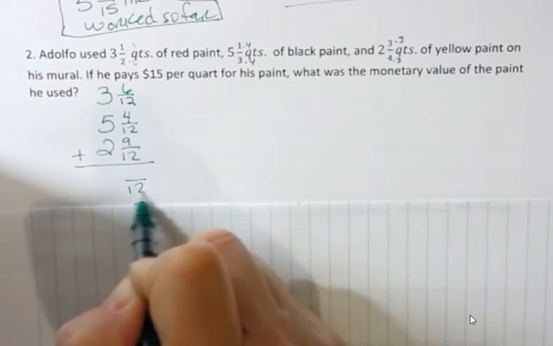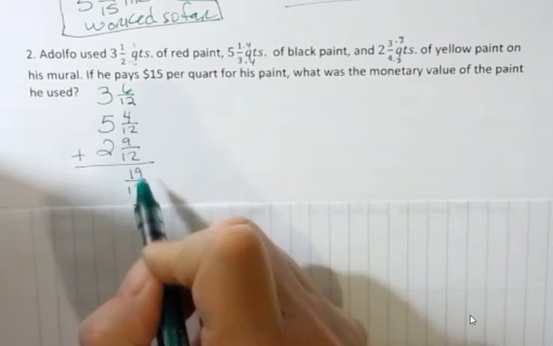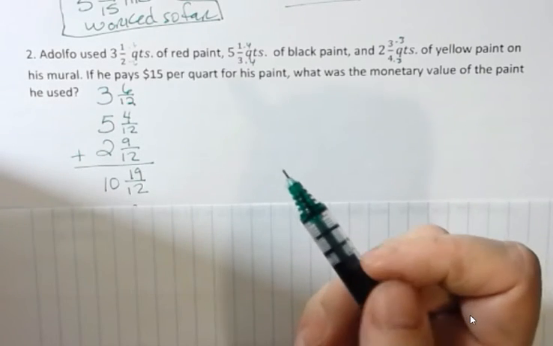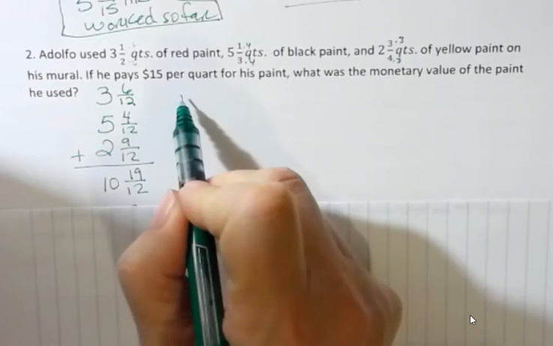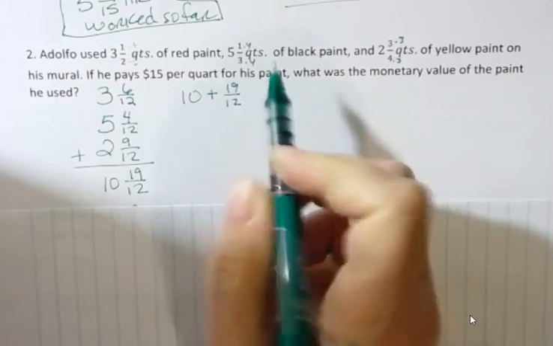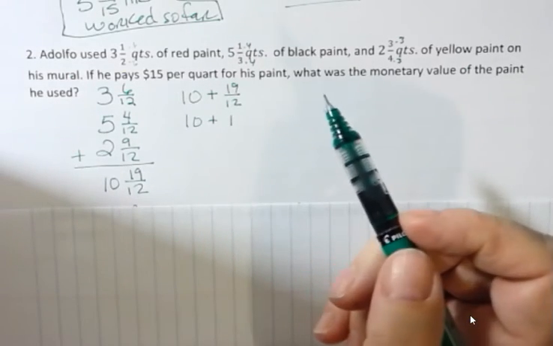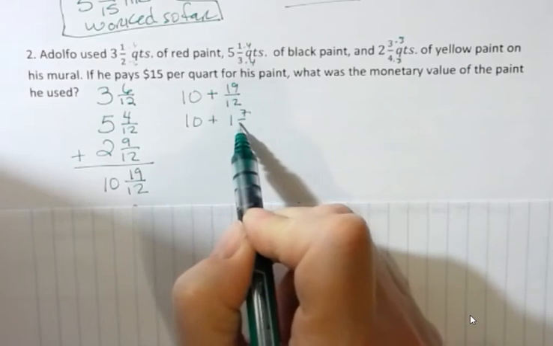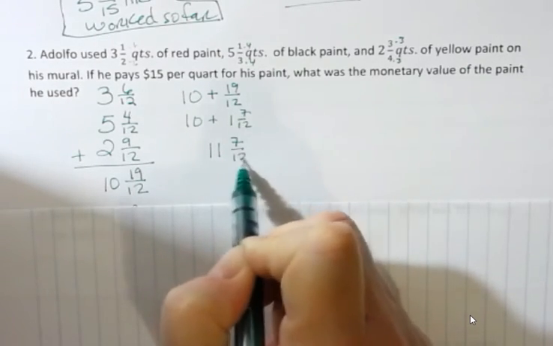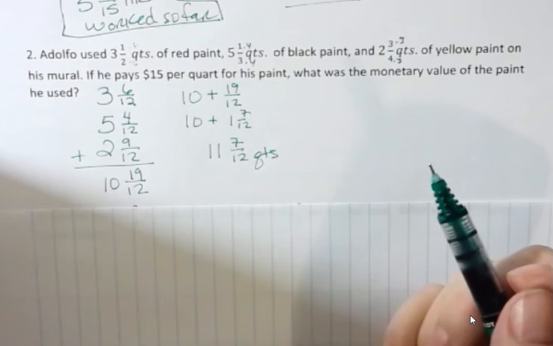Remember, the common denominator stays the same, and I have 10, 19, and then 5, 6, 7, 8, 9, 10. So he used 10 and 19 twelfths, but what that really looks like is 10 plus 19 twelfths, which looks like 10 plus 1, because 12 goes into 19 one time, and 7 twelfths, which means he used 11 and 7 twelfths quarts of paint.